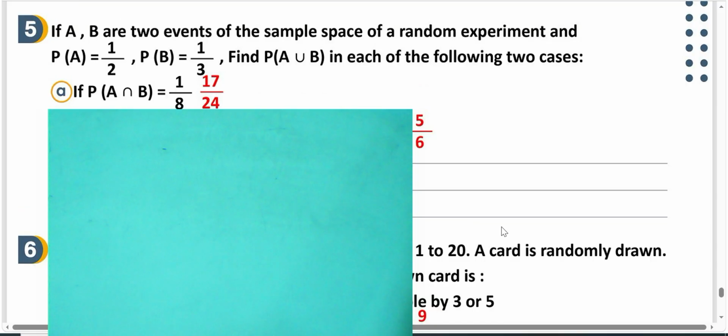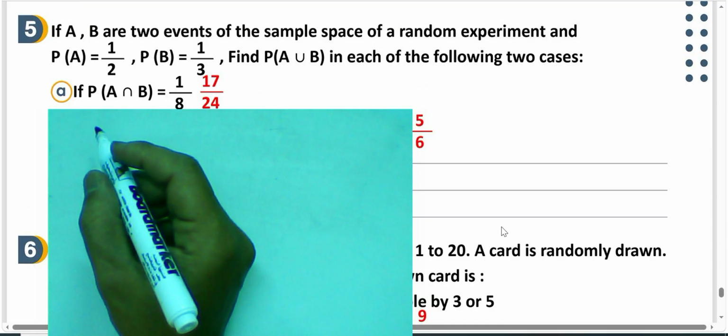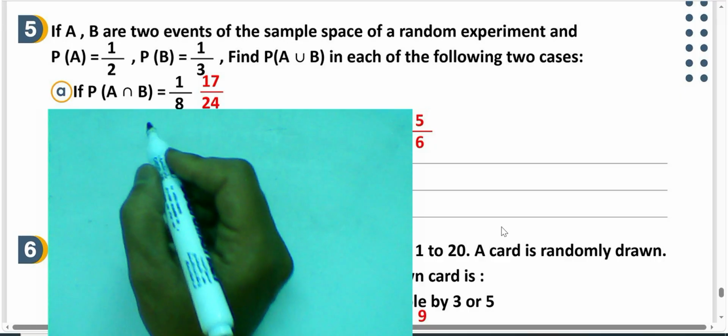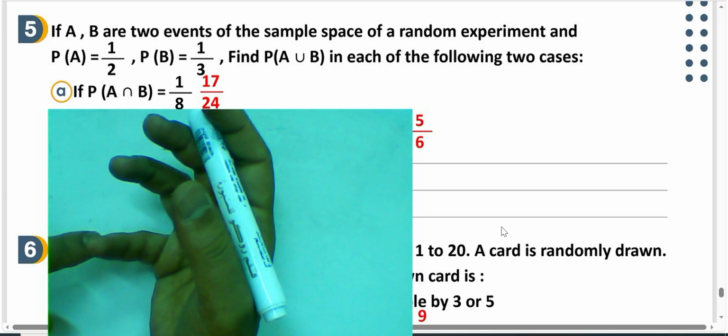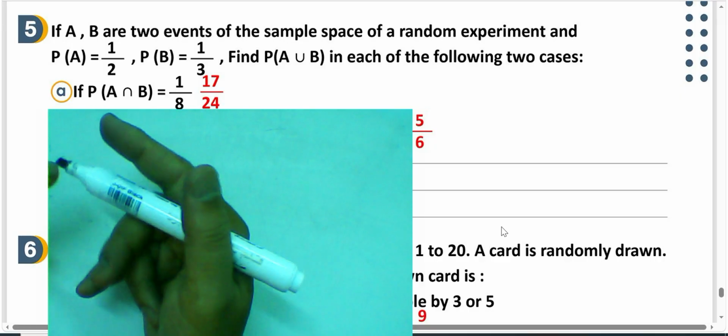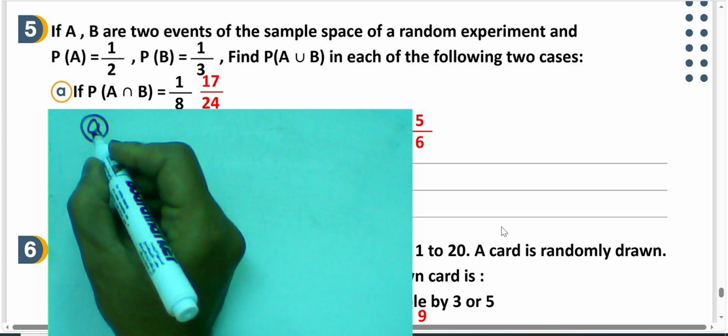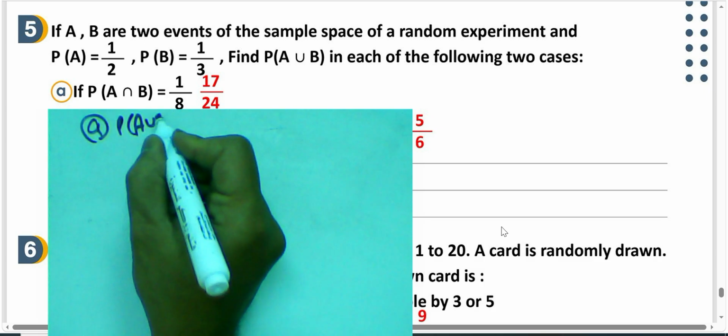We want to find the probability of A intersection B. You can write the rule. It gives you the probability of A union B in each of the following. We have two events, a double experiment. We have probability of A and probability of B. If the probability of A intersection B equals 1 over 8, we want to find, for the first condition, the probability of A union B.